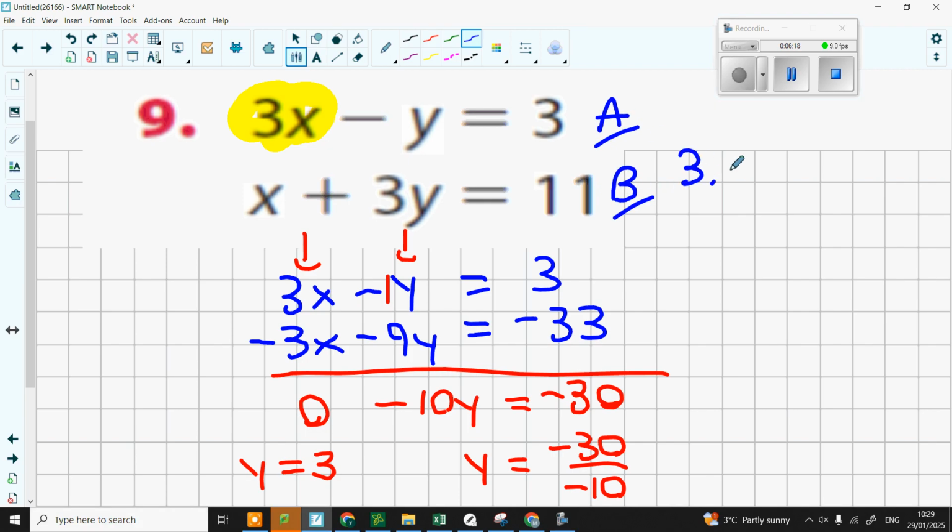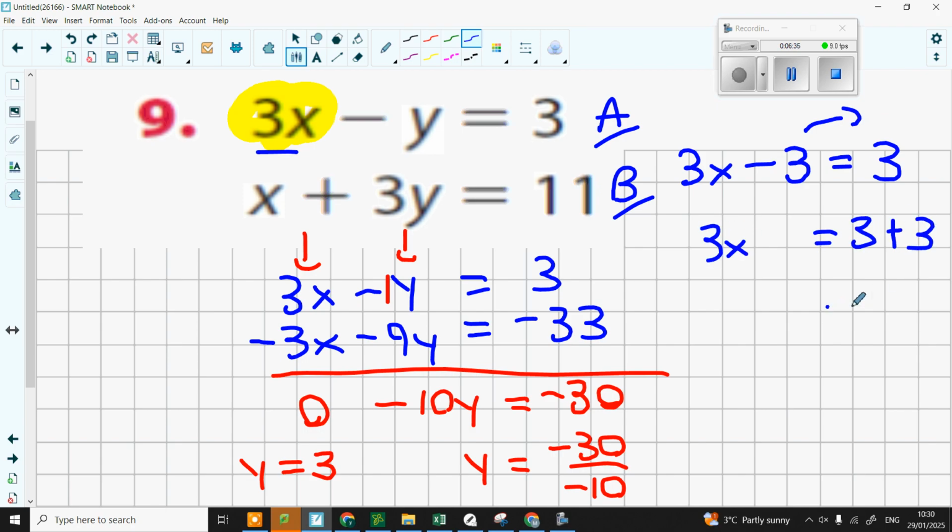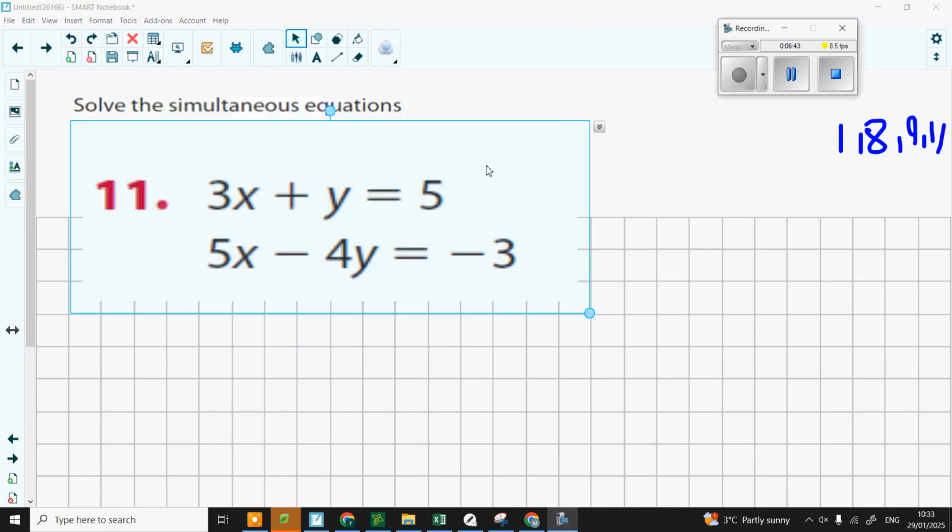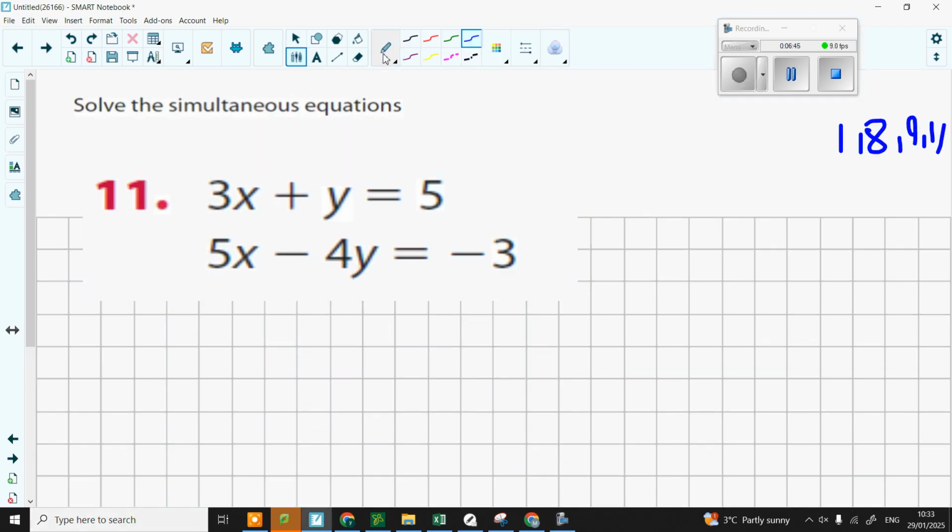We'll do A. 3x, take away whatever y is. What is y? 3 equals 3. Bring the minus 3 to the other side, what happens? It does equal 6. And 3x equals 6. So what does that mean about x? X equals 2. You work that out with me, all right?